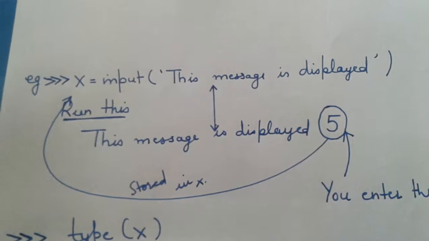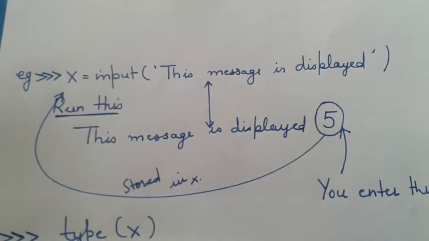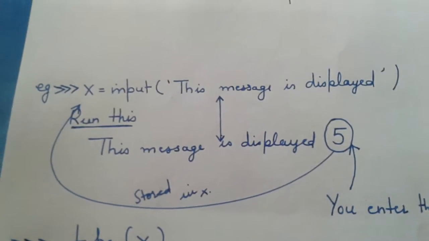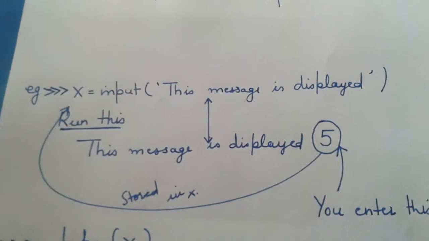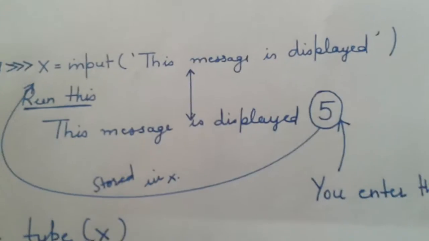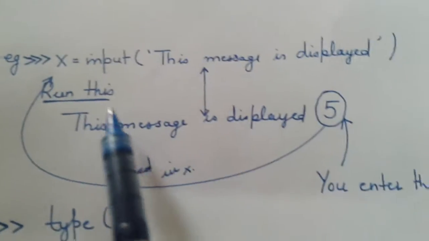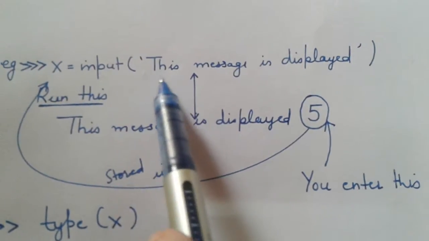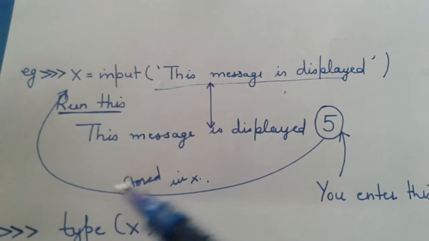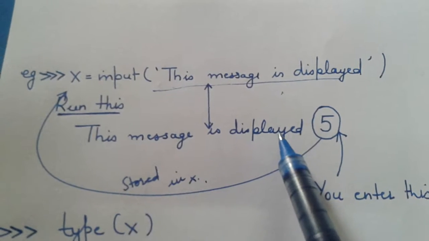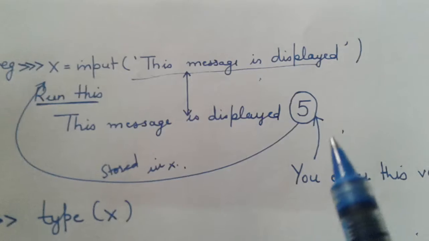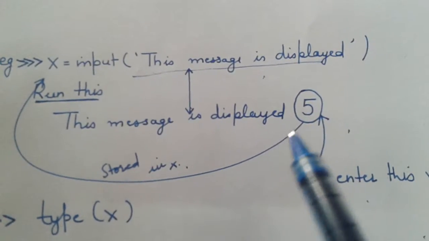You take a variable x and then use the function input. Whatever you type in the brackets is going to be displayed on the screen when you run it. So the function is somewhat like this: x is equal to input. Whatever you type here is going to be displayed on the screen when you run this. So this message is displayed and you enter something from the keyboard. It can be anything. Suppose I enter the number 5.